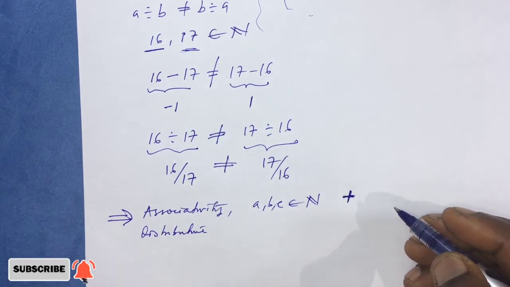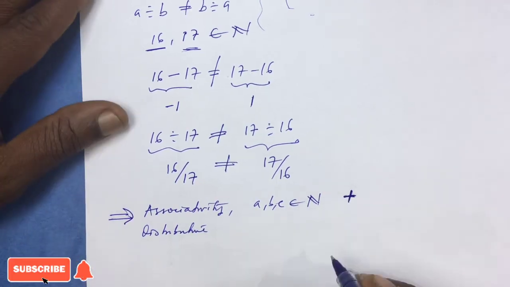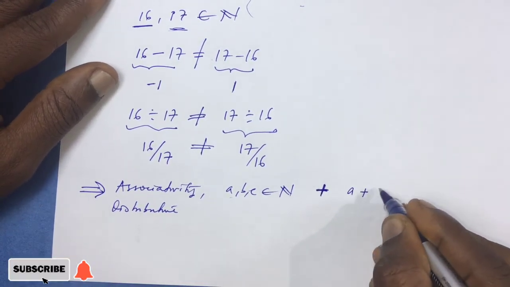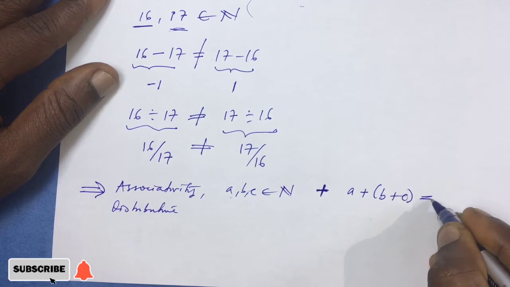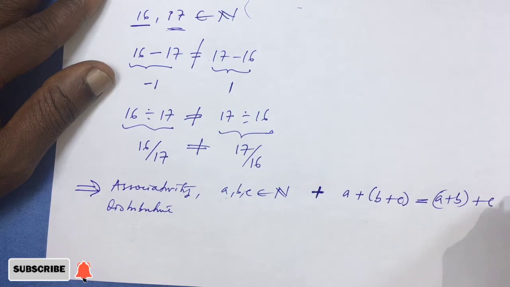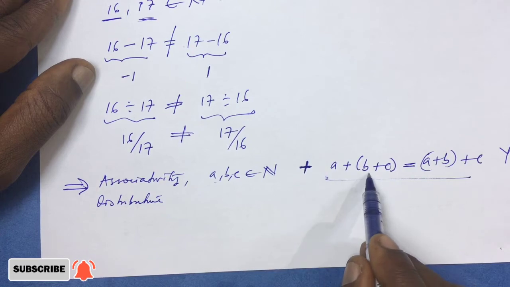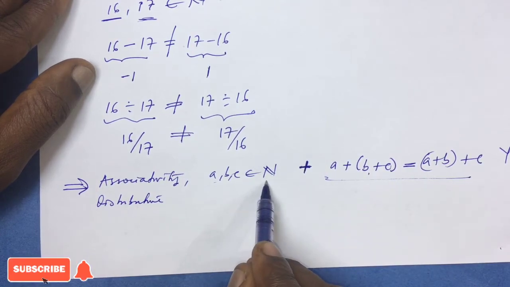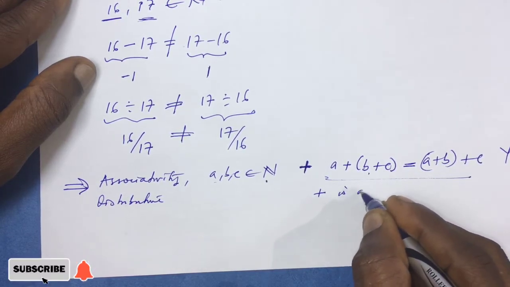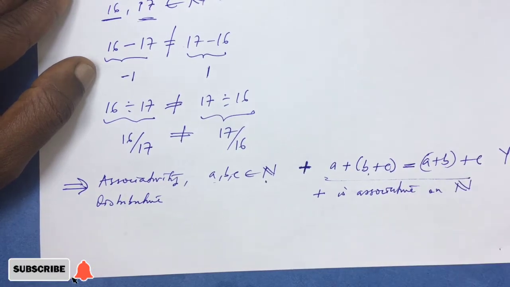Is addition associative on N? For you to know whether addition is associative on N, pick any 3 elements at random from N and see it this way. Is A plus (B plus C) equal to (A plus B) plus C? The answer is a big yes. So, because this is true for addition with respect to the natural number system, what do we say? We say that addition is associative on N, the set of natural numbers.